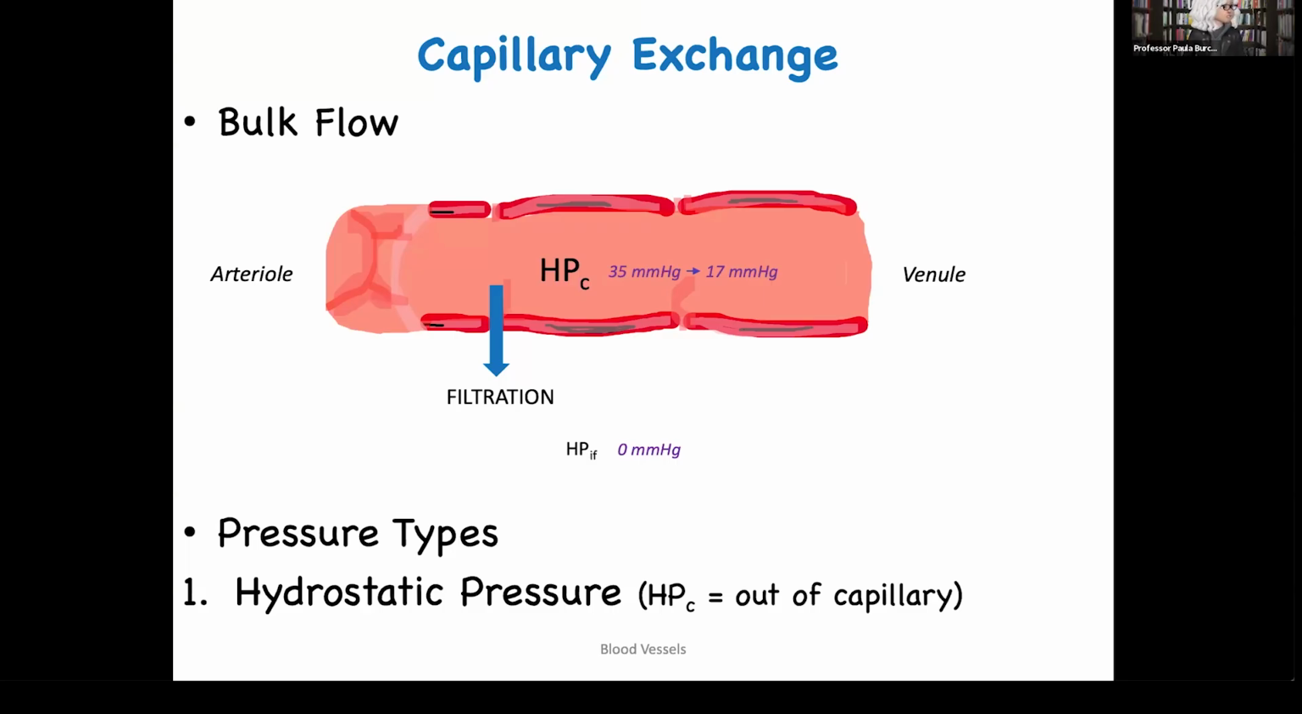The hydrostatic pressure in the interstitial fluid is 0 millimeters of mercury, so it is non-existent. We'll use the subscript IF for interstitial. Because this pressure is 0 millimeters of mercury, we're going to ignore it. So thus, the hydrostatic pressure or blood pressure in the capillary is responsible for the movement of plasma with the solutes out of the capillary into the interstitial fluid, which is called filtration.